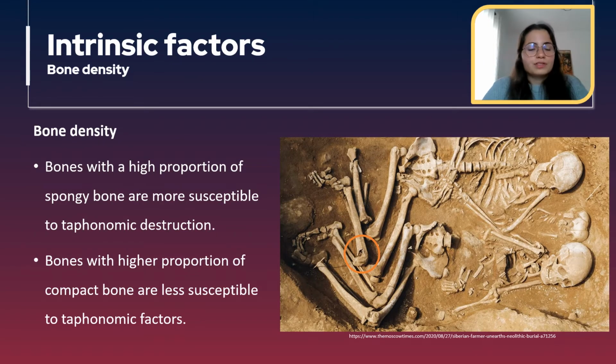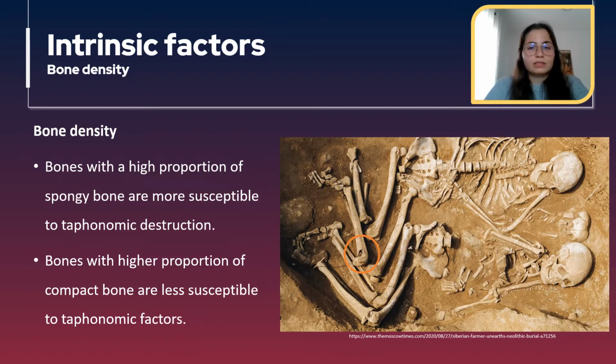Another factor is the bone density. As we talked in the first week, there are two types of bone. The spongy that has a lot of pores and the compact bone that only have microscopic pores. This is important because the bones that have higher proportions of spongy bone are more susceptible to taphonomic factors than the ones that have more compact bone. As the spongy bones have a lot of pores, it is more fragile.